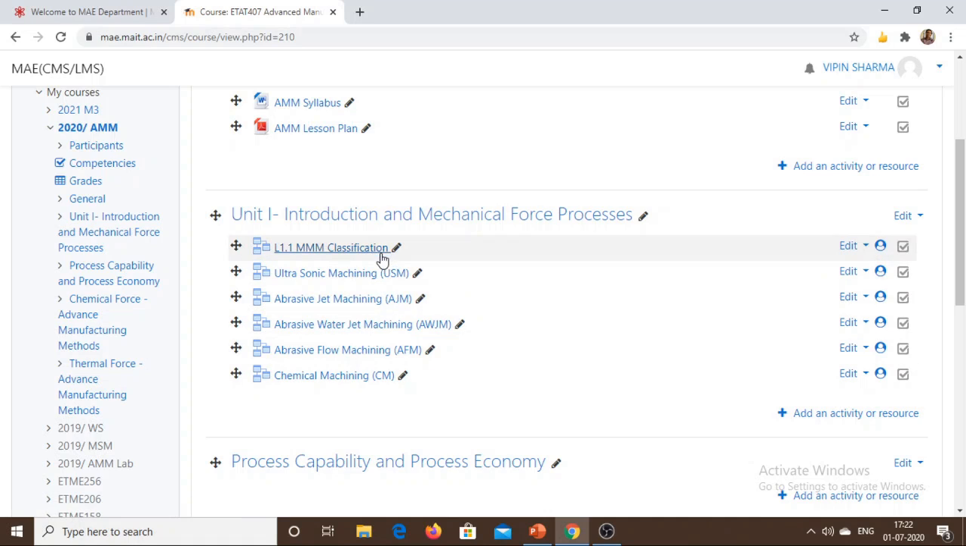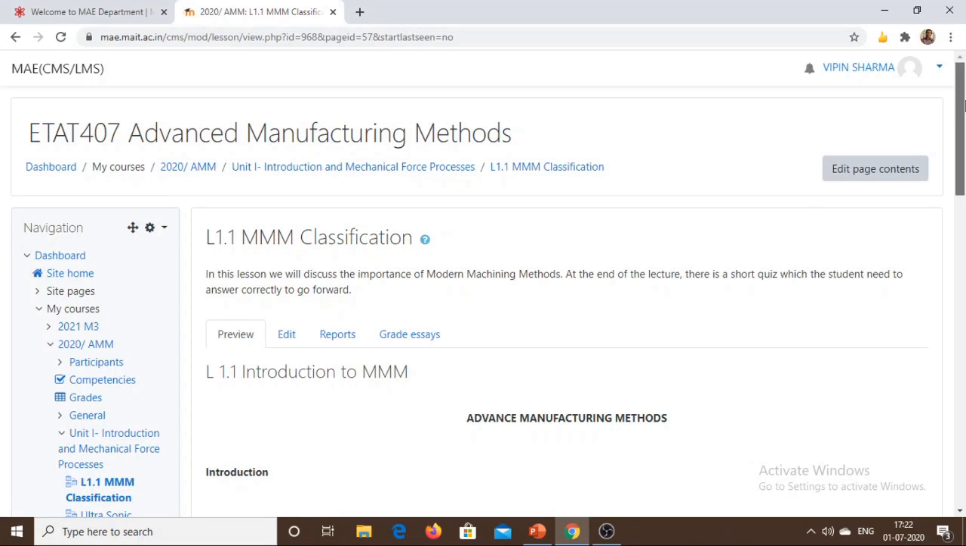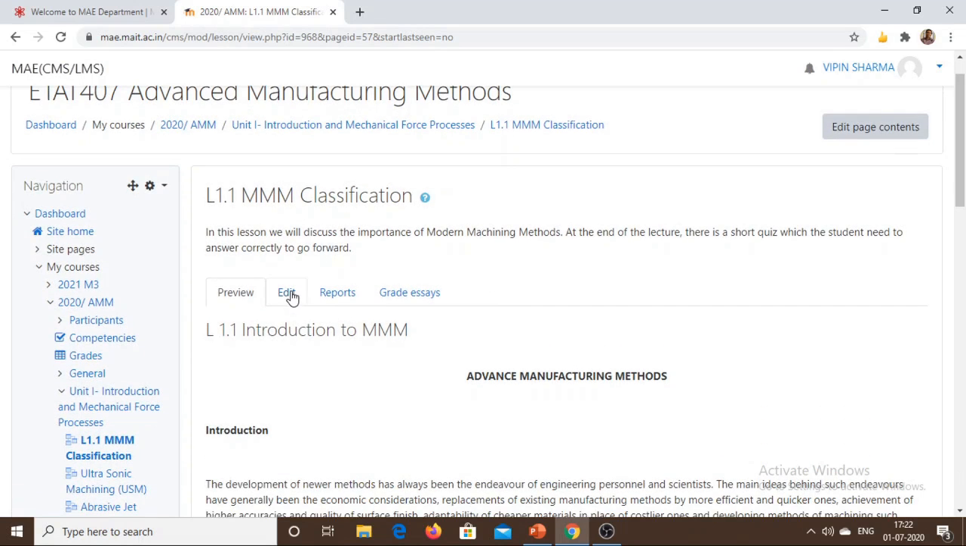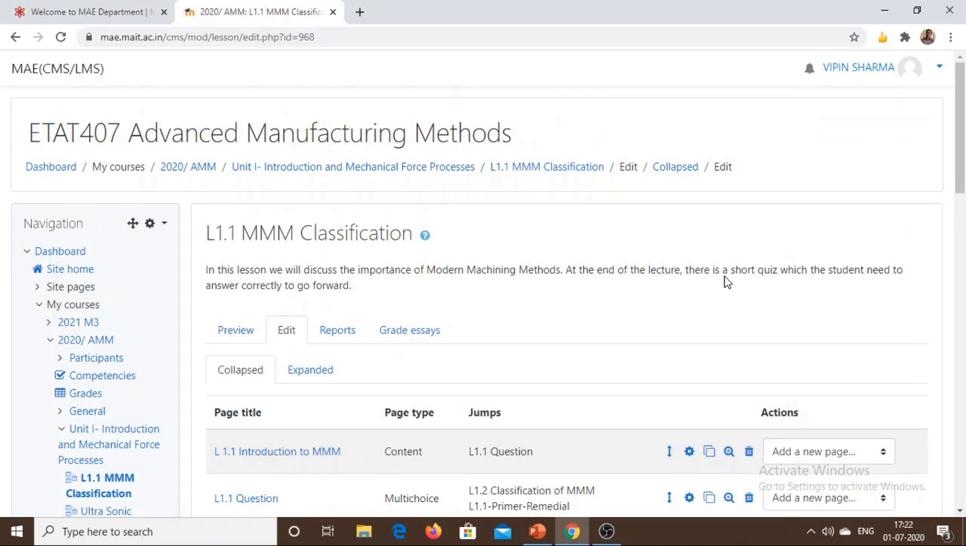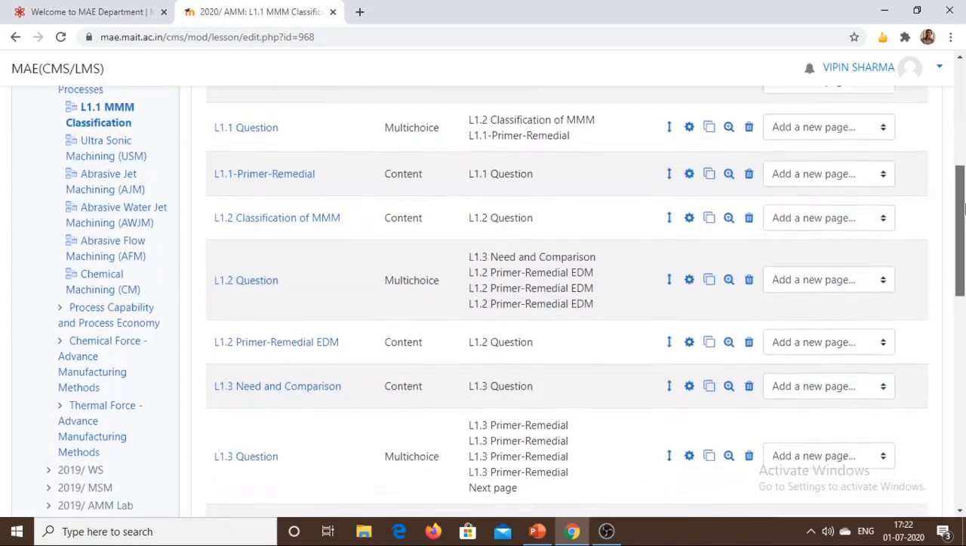So let us first discuss the contents of the first lesson, which is the modern machining classification. So just click on it, and here you need to click on the edit button. This will give us the activity page of the lesson.